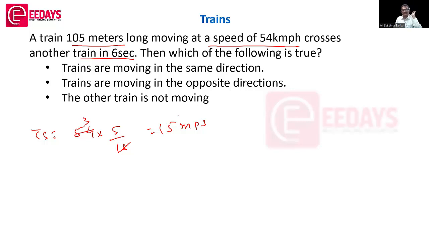If the other train is not moving, what should happen? The 6 seconds here would have to be 6 meters per second. That is also not possible. So when is it possible? That is, both are moving in the opposite direction, then only it is applicable. So what is the answer? Both trains are moving in the opposite direction.